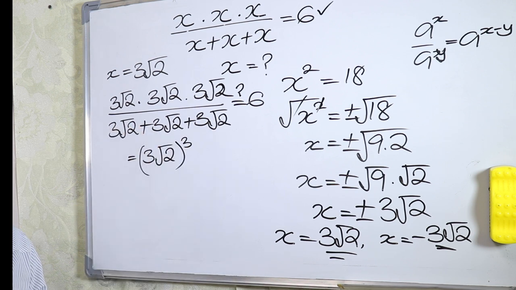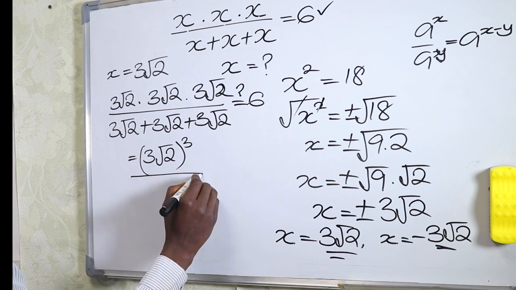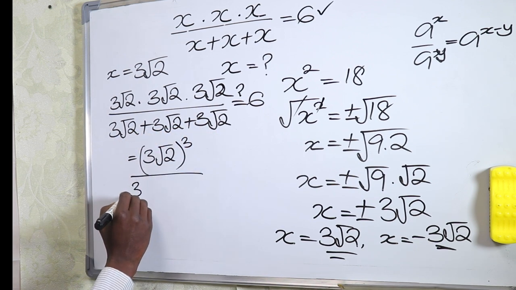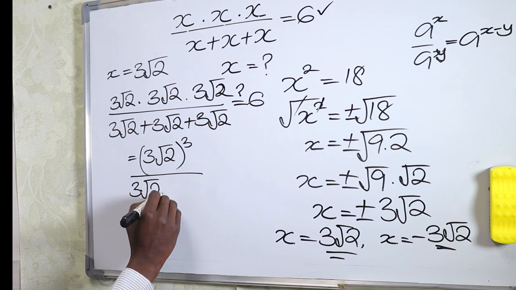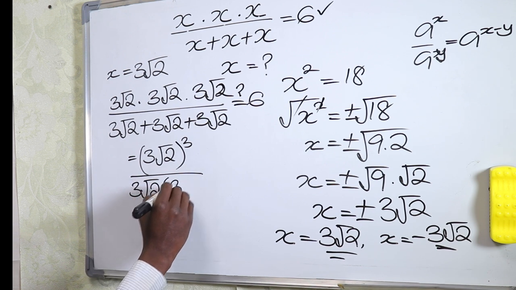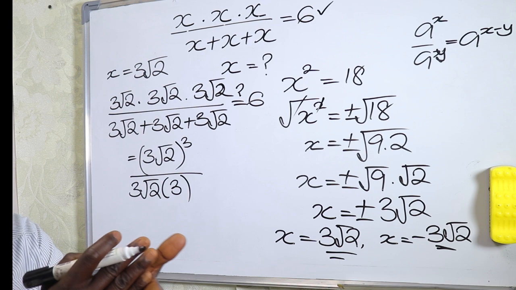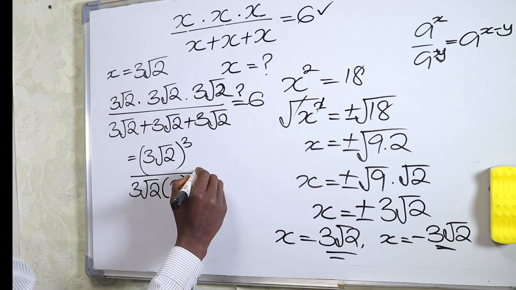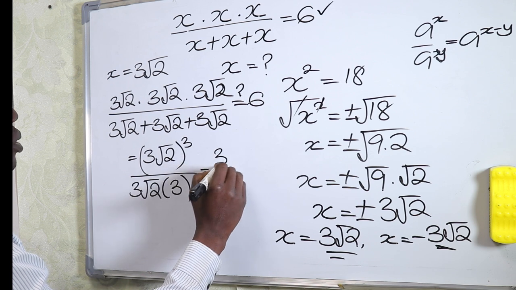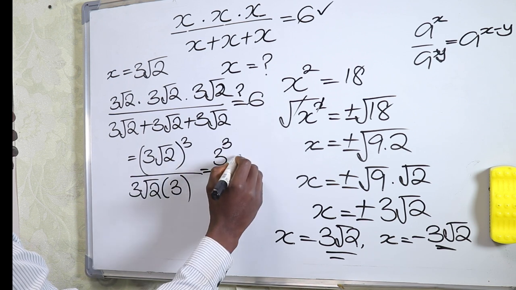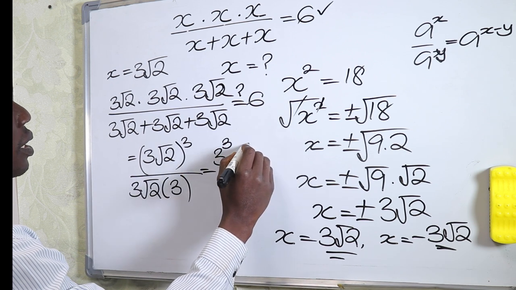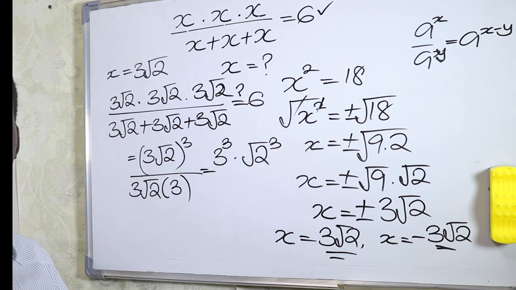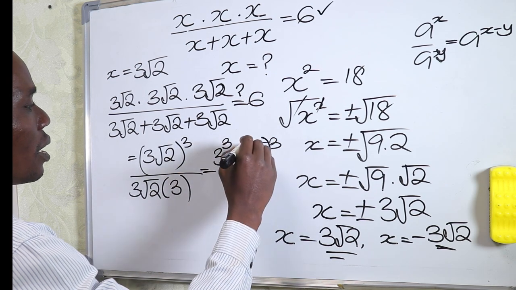That is exactly what it's going to give us. And over here, because this is common, we can have this to be 3 root 2 multiplied by 3, right? Because that is 1 plus 1 plus 1. Great. Now, this can simply be simplified by 3 to the power of 3, right? Multiplied by the cube root of 2 to the power of 3. That is good.